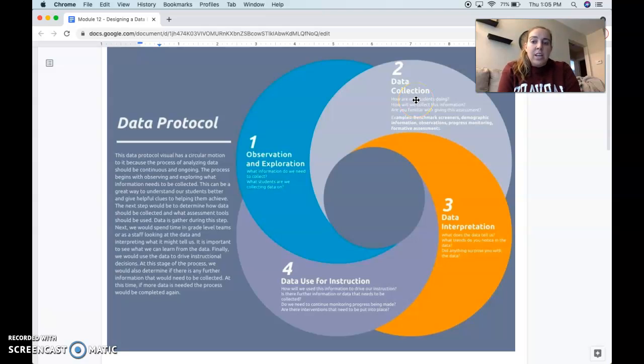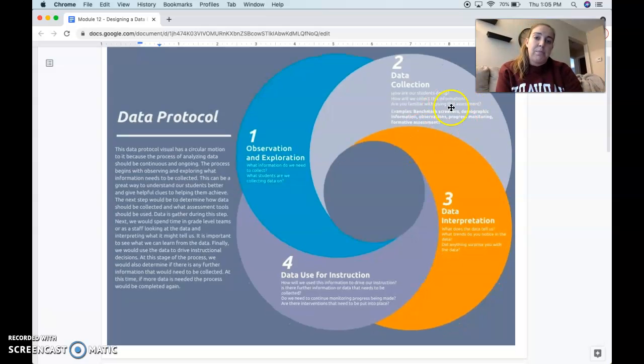data collection piece, and this is where we would be determining what assessment tools should be used, and the data is collected during this step. So I think step 2 happens in the classroom, and then we look at how our students are doing, how we will collect this information, and then really focusing on, are you familiar with giving this assessment, and if not, what training needs to be done so that you can give it successfully.